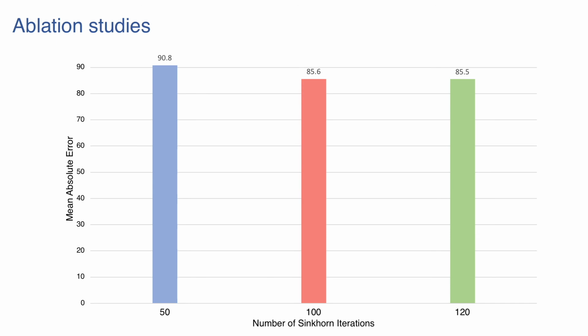Here, we investigate the effect of the number of Sinkhorn iterations in DM-Count. Using a small number of iterations lowers the performance, which indicates that we obtain inaccurate OT solutions. When the number of iterations is greater than 100, DM-Count performance is state-of-the-art and stable.